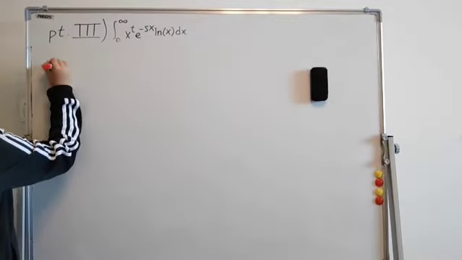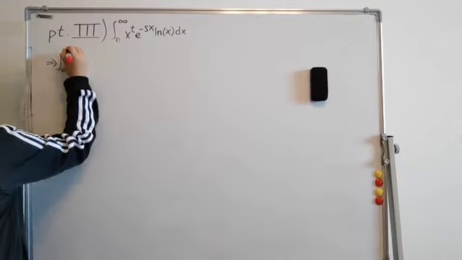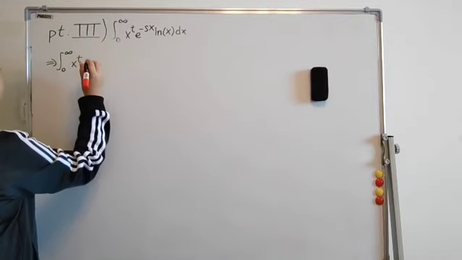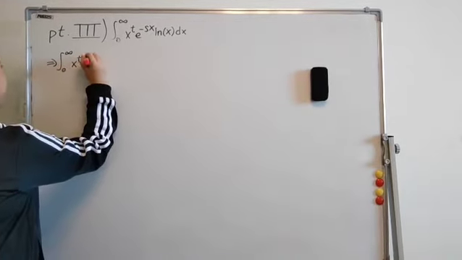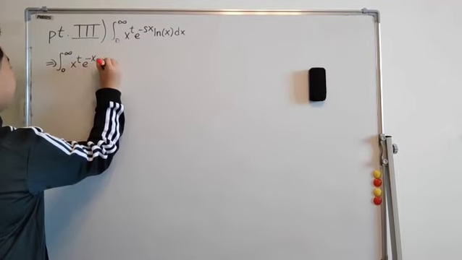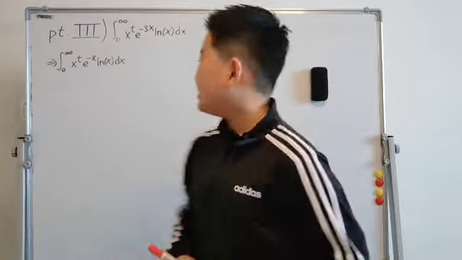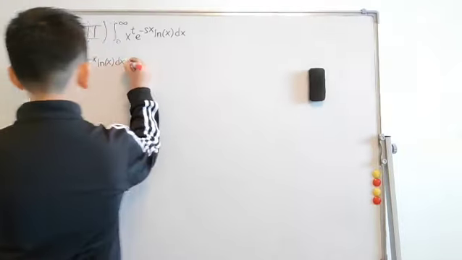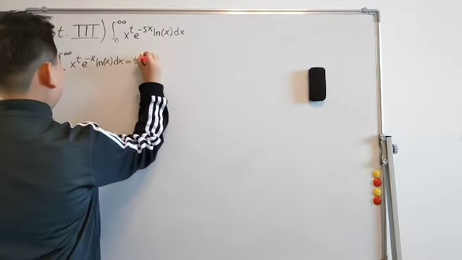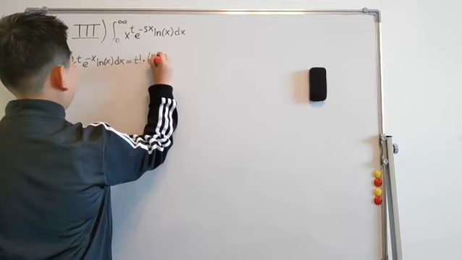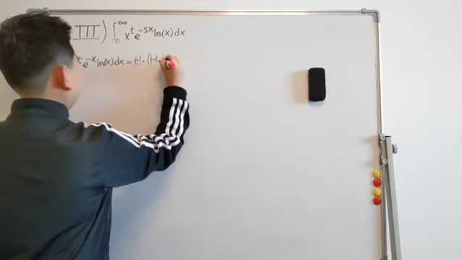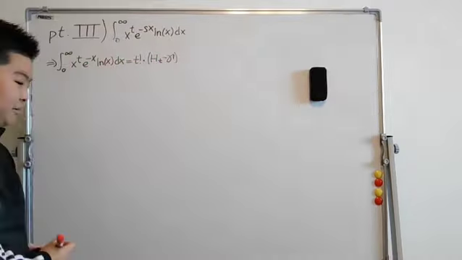We got that the integral from 0 to infinity of x to the t, e to the negative x, natural log of x dx is going to be equal to t factorial multiplied by the harmonic t-th number minus Mr. Euler right here.